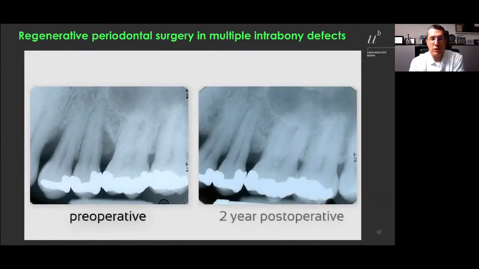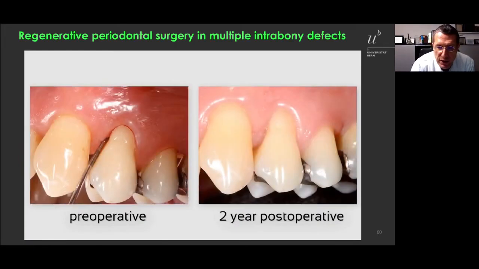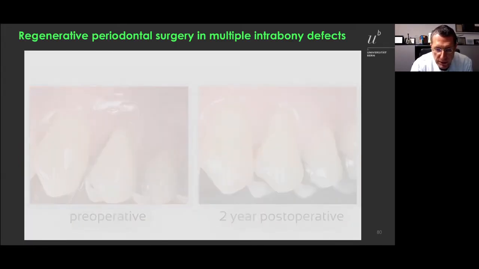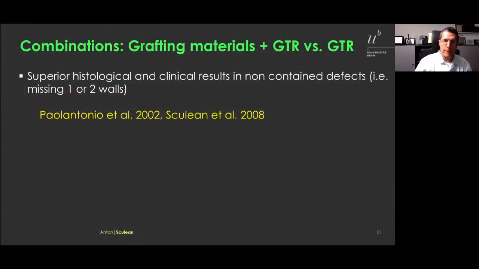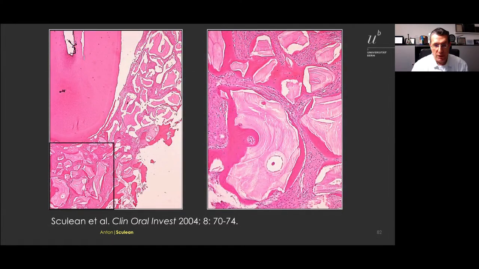This is the situation before the surgery, and look at the outcome after 2 years. Very stable clinical situation. So another option that we can use is the combination of grafting material and the membrane, mainly a collagen membrane. If I use a natural bone mineral, cover it with a collagen membrane, we can obtain also periodontal regeneration.